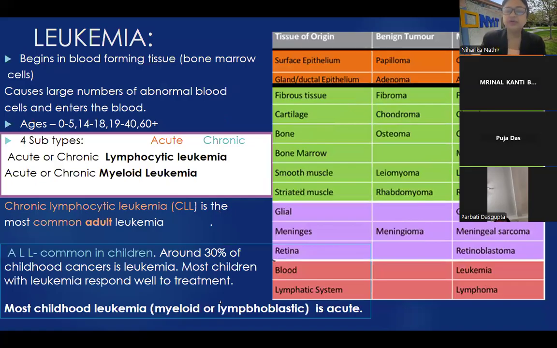So now let's talk about the next one. We did two of them. So now we talk about leukemia.